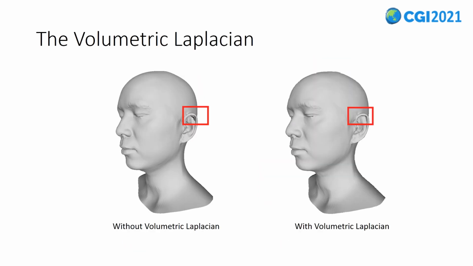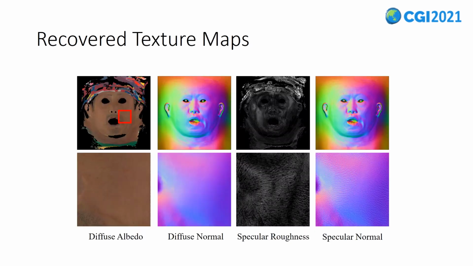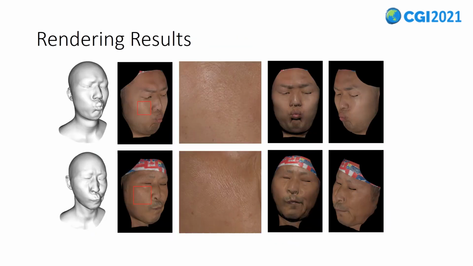This figure shows the effectiveness of the volumetric as-rigid-as-possible energy term. In the ear region, the volumetric term prevents the intersection of the triangles. The mesh optimized with the volumetric energy term performs better than the one optimized without it. The recovered reflectance maps are shown in the figure, including the diffuse albedo, diffuse normal, specular normal and roughness. This figure shows the synthetic results. From left to right: facial geometry, 3 synthetic views and zoomed-in facial details.